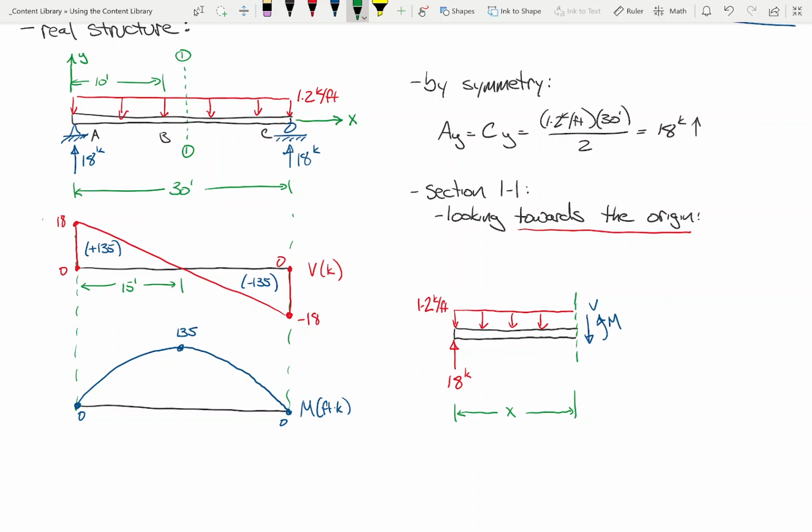Okay, what do I do? I take that distributed load and I collapse it. How much is the point load going to be? 1.2x. And a moment arm of x over 2.